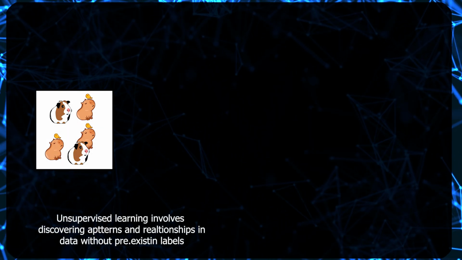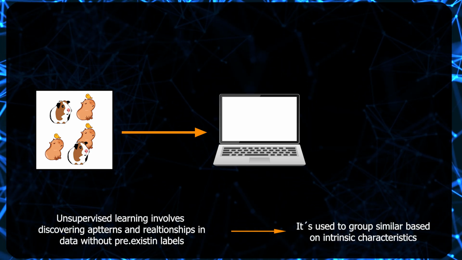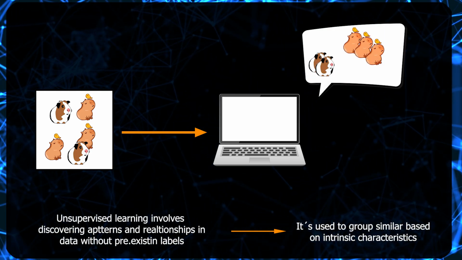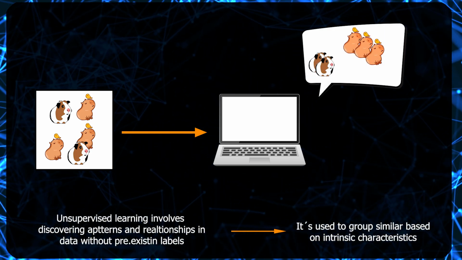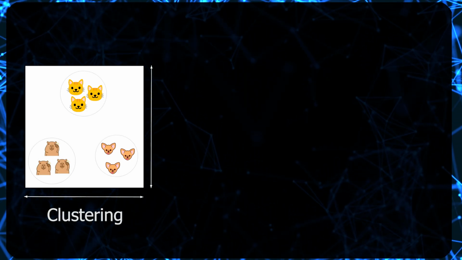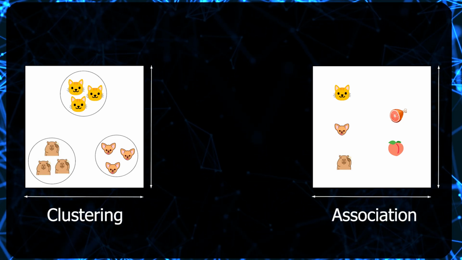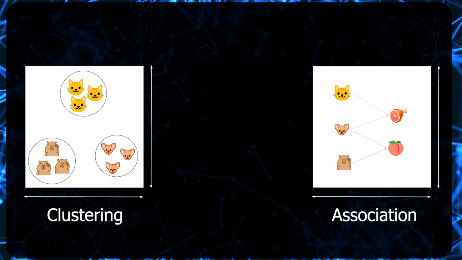Another way to train our model is with unsupervised learning. Here the model explores the data without prior labels to discover underlying patterns or structures. This can be useful in situations where the categories are not known or there are no labeled data available, such as in clustering similar customers or in association tasks.